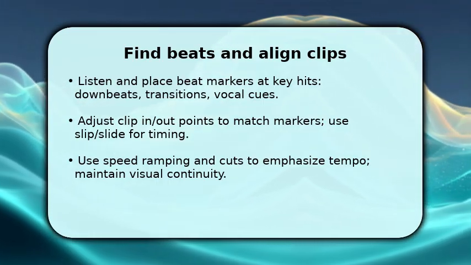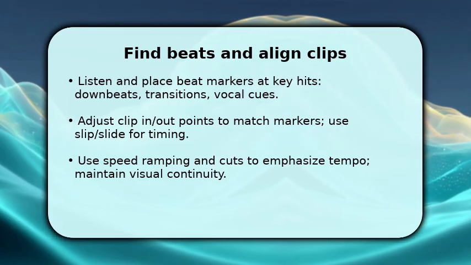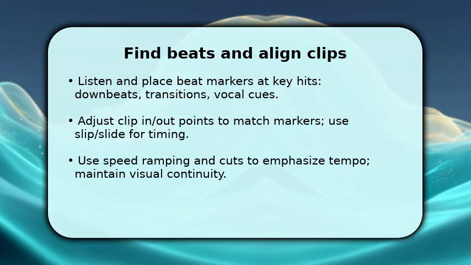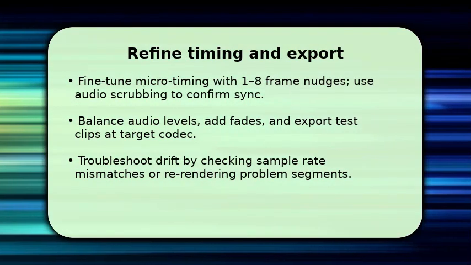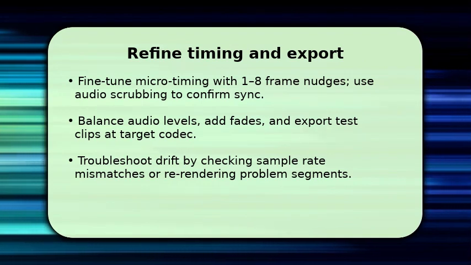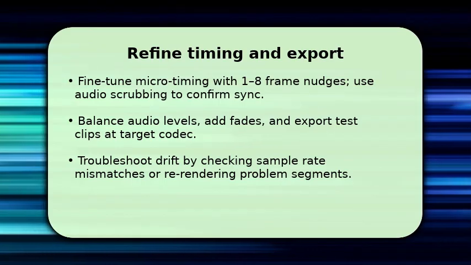Make sure to preview at full volume and watch how visual rhythm reads against the song so adjustments feel musical, not mechanical. You finish by tightening timing. Nudge clips by single frames where hits feel off and use audio scrubbing to confirm exact sync. Once satisfied, level the music relative to dialogue, add short fades at cuts to avoid pops, and export a high-quality test clip in your delivery codec.